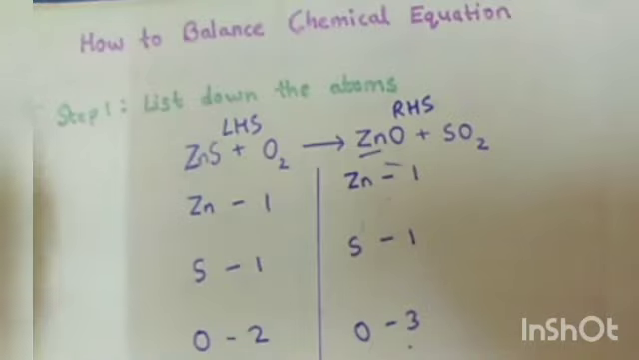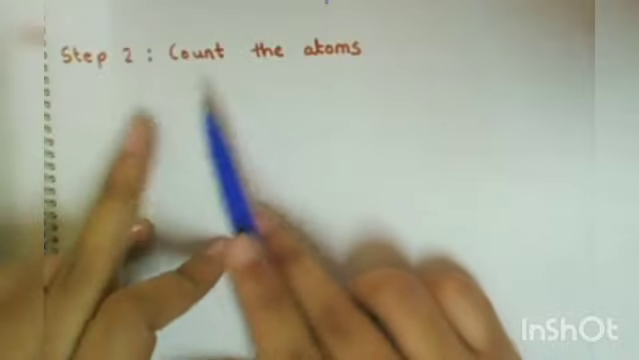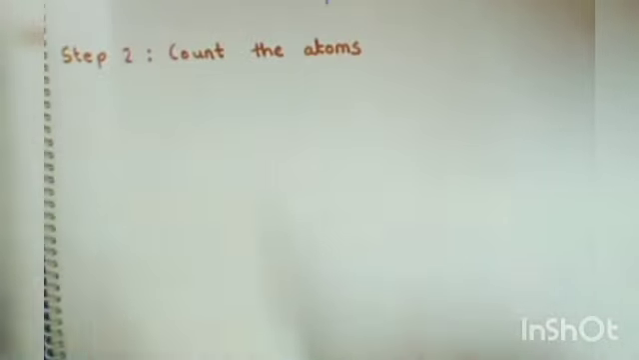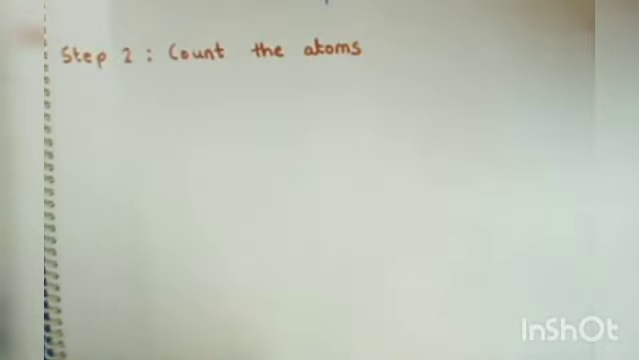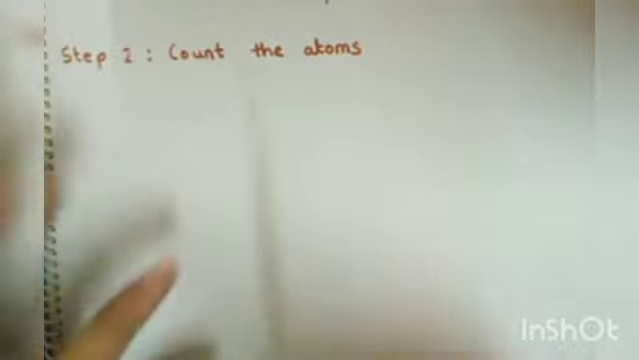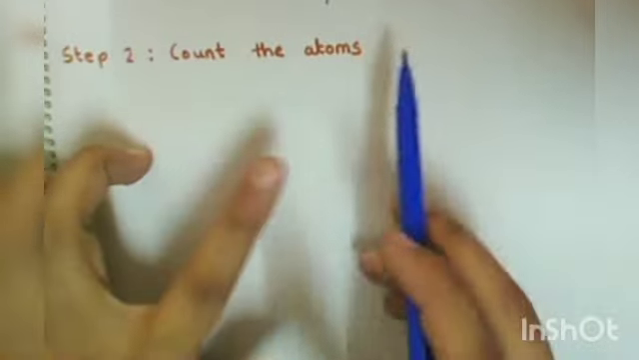So like this, you have to list down the atoms on the LHS side as well as on the RHS side, meaning the reactants and the product side. Okay, so this was step 1. Step 2 says: count the number of atoms. Sometimes the reaction which is given is already balanced, so it is really necessary to check whether the reaction is balanced or not. So how can we check it? By counting the number of atoms.